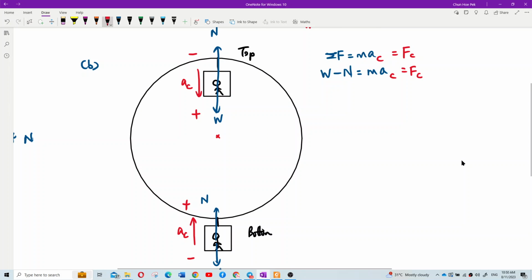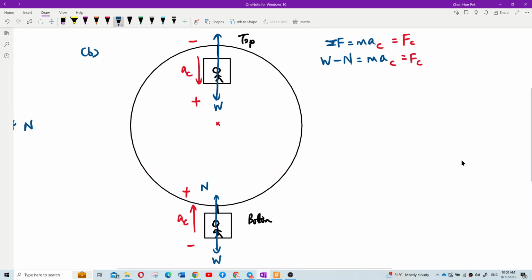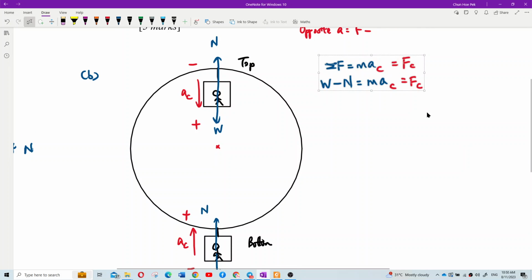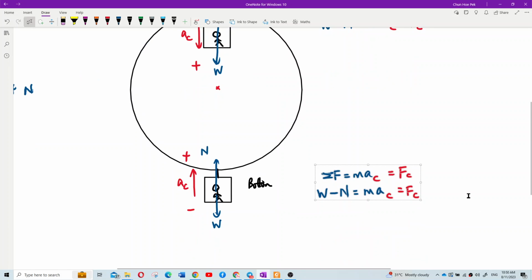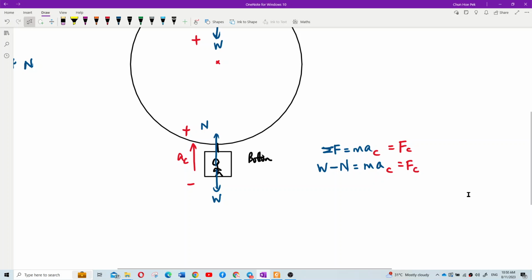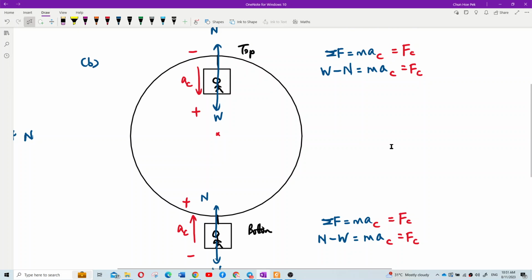So the bottom is also the same. Just copy, paste. But for the bottom, the positive is the normal force. It is reversed. The normal force is positive, and the negative is the weight. Normal force positive, weight negative. Okay?